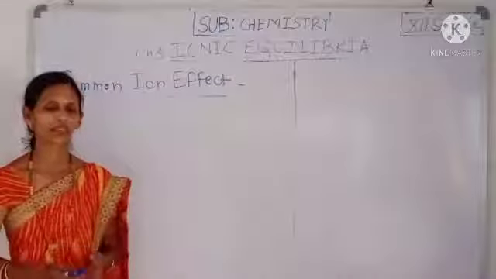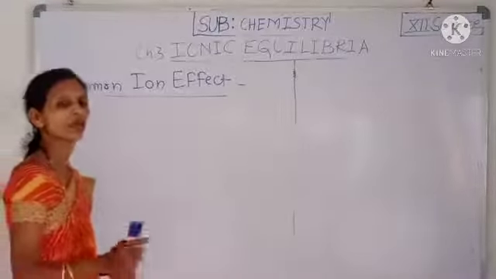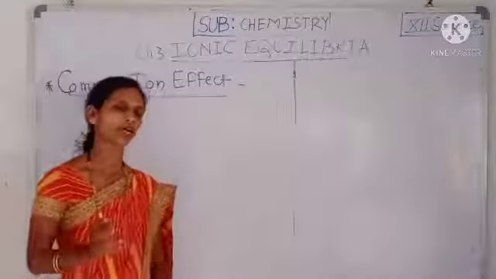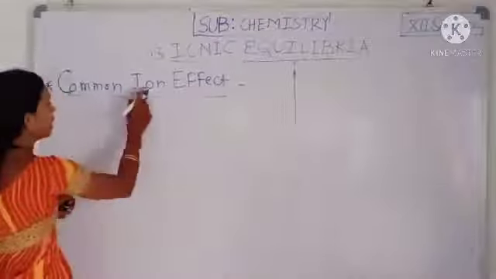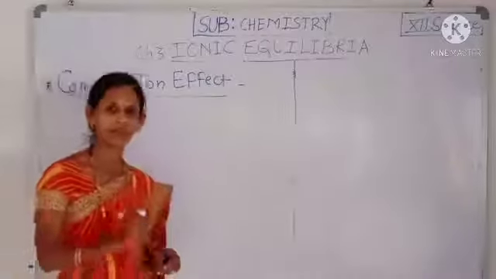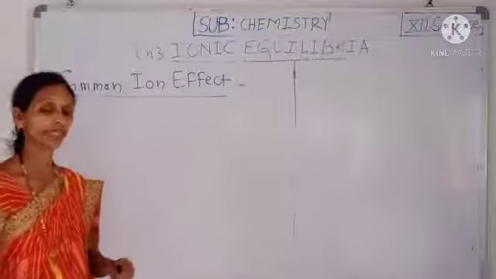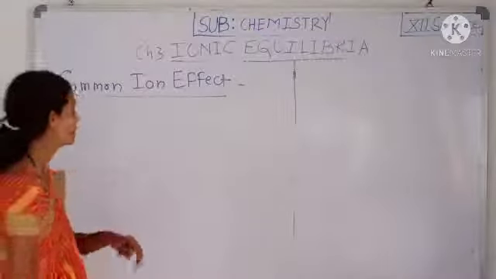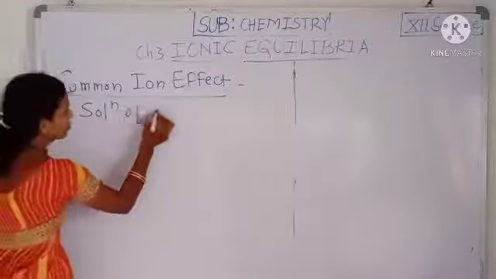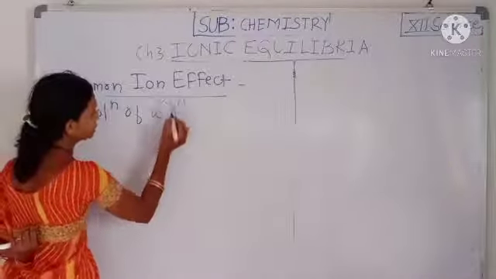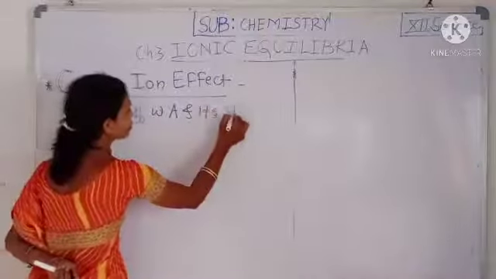Then see here one more concept which is related with ionic equilibrium that I am going to discuss with you, that is common ion effect. Common ion effect can be explained by taking one example. Consider a solution of a weak acid, that is a weak electrolyte, and its strong salt.